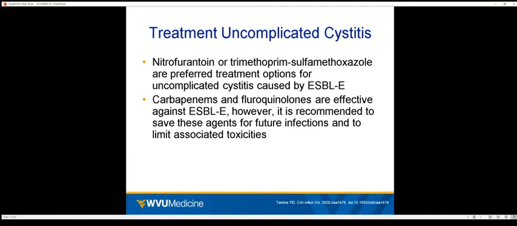How does that sound? So carbapenems and fluoroquinolones are effective against ESBLE. However, you want to save these for future infections to limit toxicities such as the side effects of fluoroquinolones.